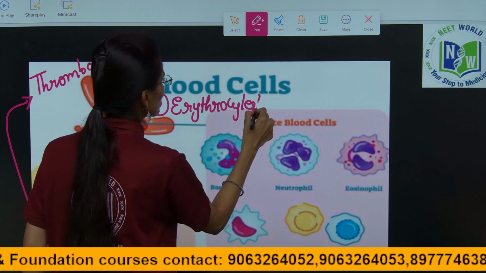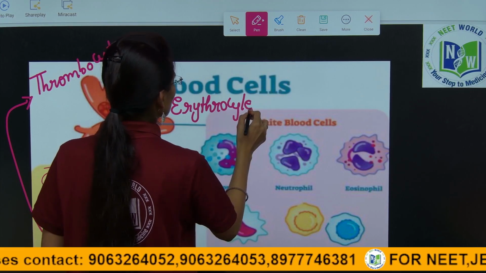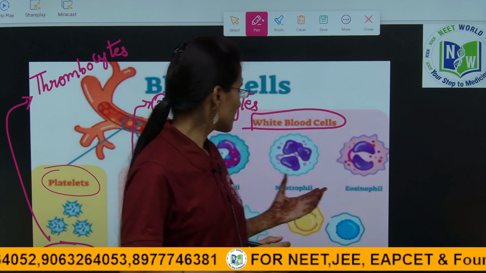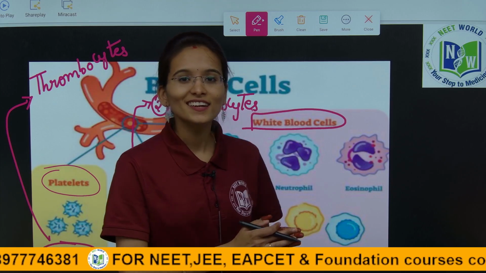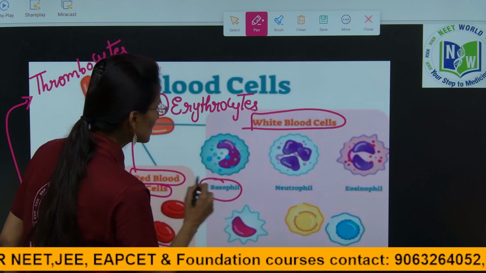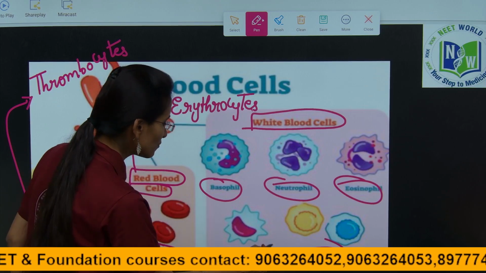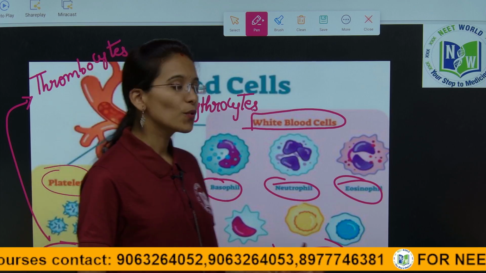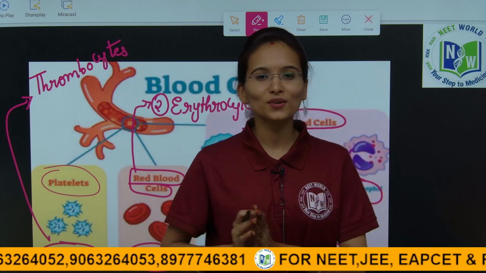Then, coming towards the last one, that is white blood cells. These are the WBCs, and these are of different types. These are mainly categorized into 5 different types. We will learn about each in detail in the upcoming slides. These are the following types: basophils, neutrophils, eosinophils, lymphocytes and monocytes. These all are the white blood cells which we are going to study now.